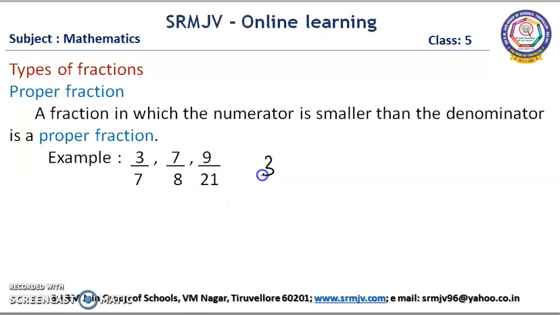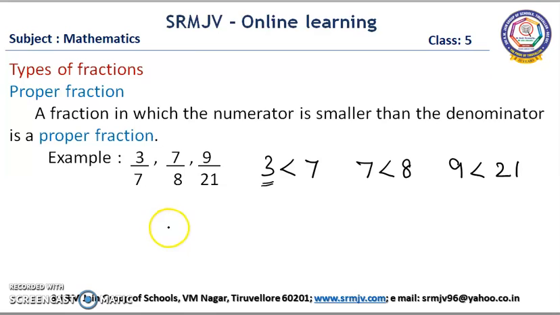Here the numerator 3 is less than 7, isn't it? In the second fraction, the numerator 7 is less than 8. In the third fraction, the numerator 9 is less than 21, isn't it? So, if the numerator is less than the denominator, smaller than the denominator, then the fraction is called proper fraction.